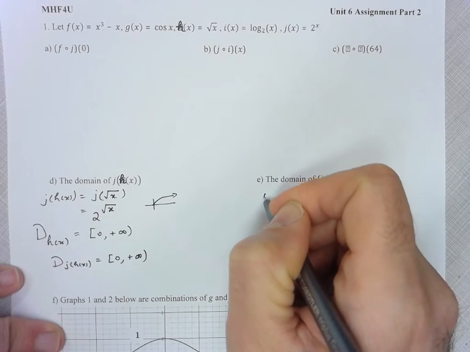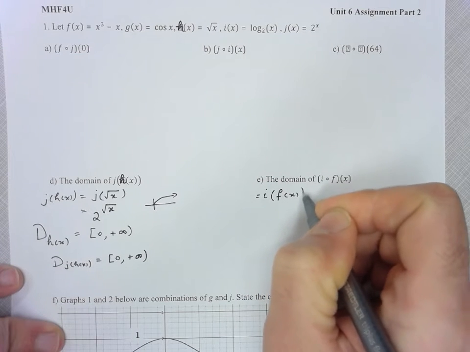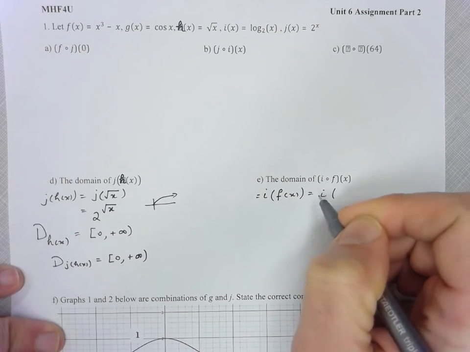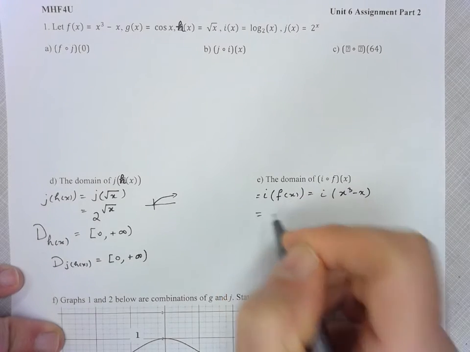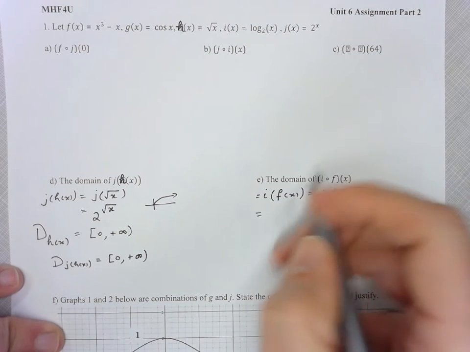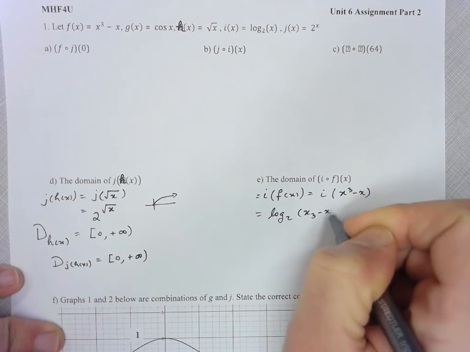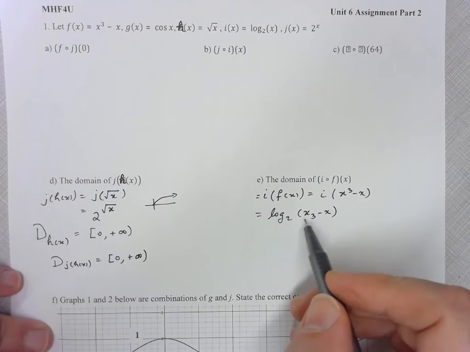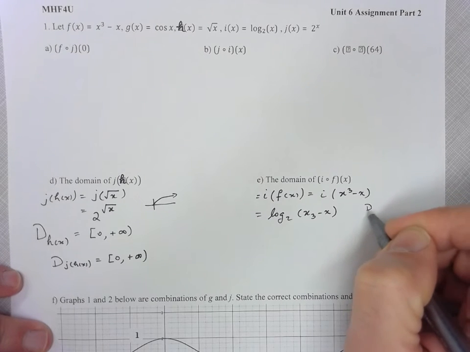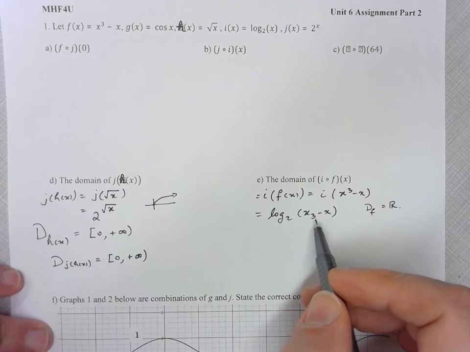Remember, i circle f at x is the same as i evaluated at f at x. So i at x cubed minus x, and the function i at x is log base 2. So we're left with log base 2 of x cubed minus x. Again we go through the same process. The domain is all values in the domain of f, which is all real numbers, so no restrictions coming from the first function.